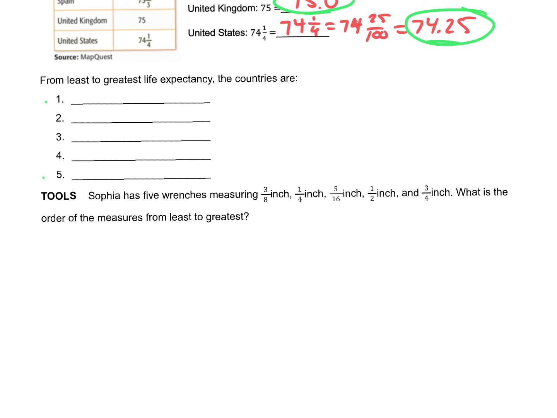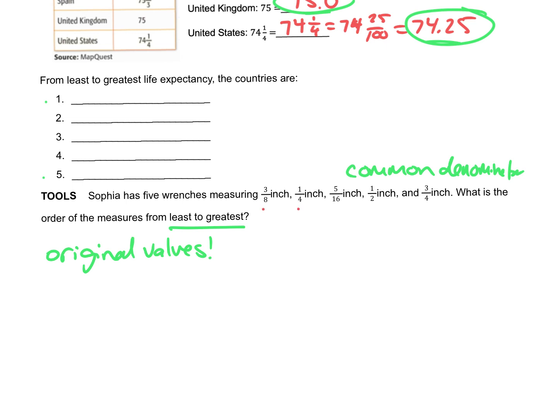One more that you might want to try before you come to check with me is Sophia has 5 wrenches measuring 3/8 inch, 1/4 inch, 5/16, 1/2, and 3/4. What's the order of the measures from least to greatest? So again, when you order these, I want you to order them in the original values, even though you might have to convert them to compare. And how you want to compare these, right? You could change them to decimals, that's more work. Why don't you find a common denominator and see if you can do that?